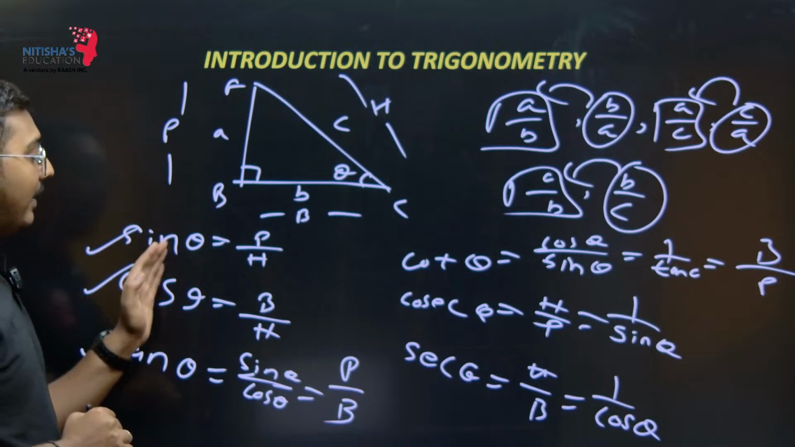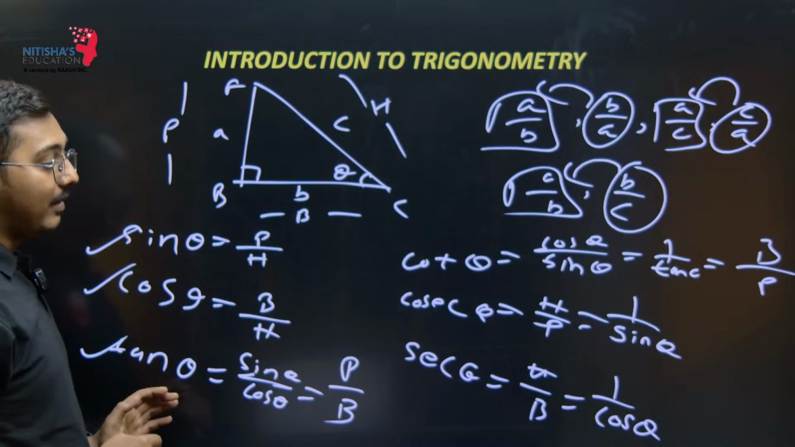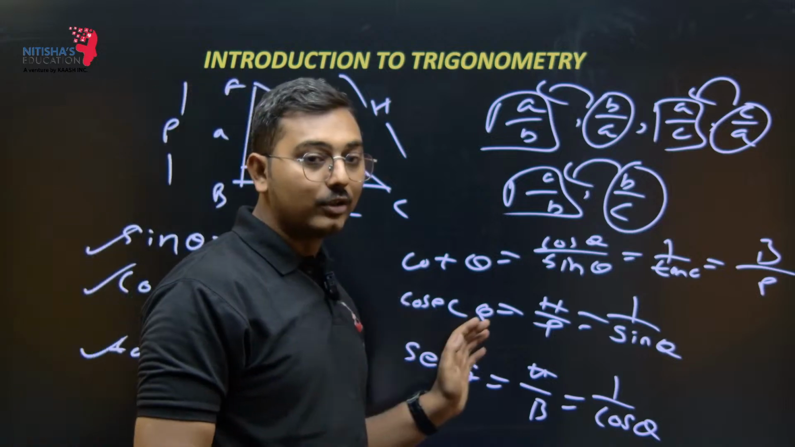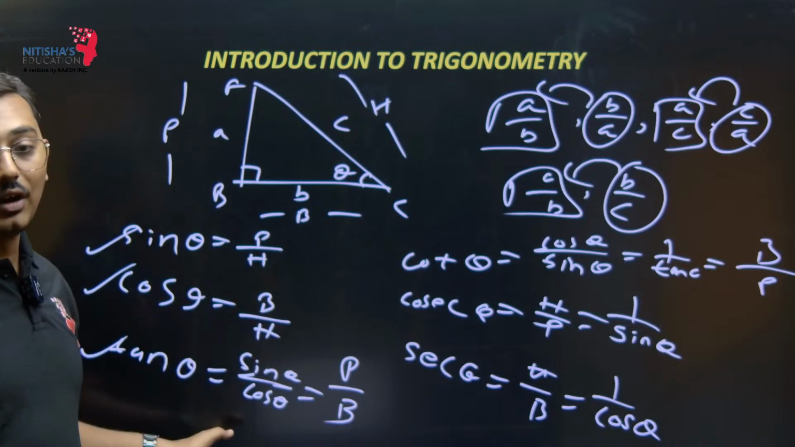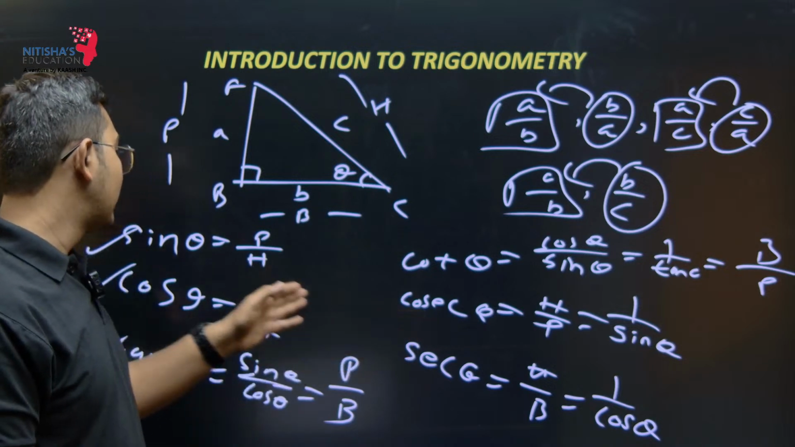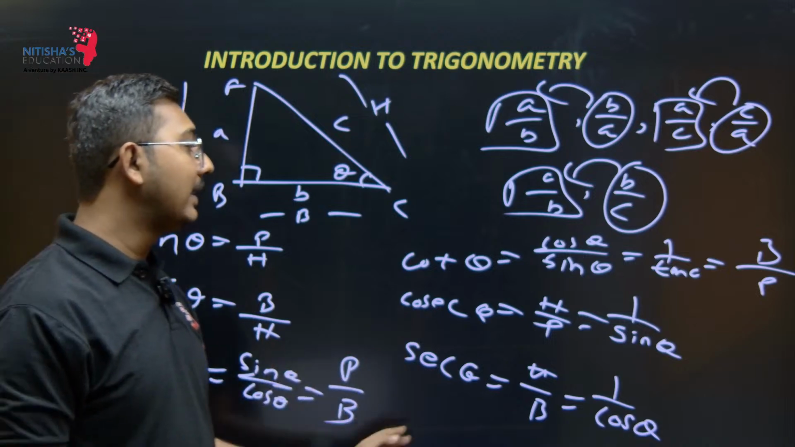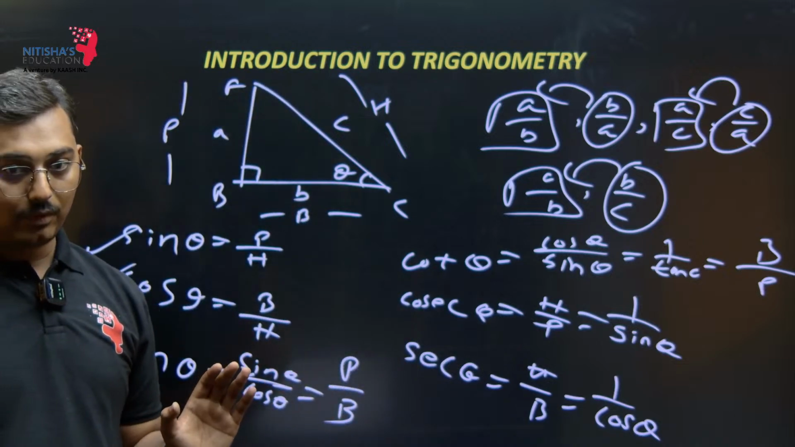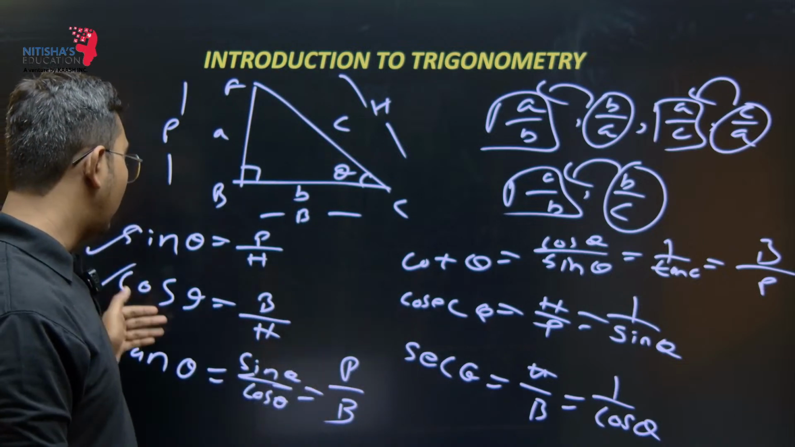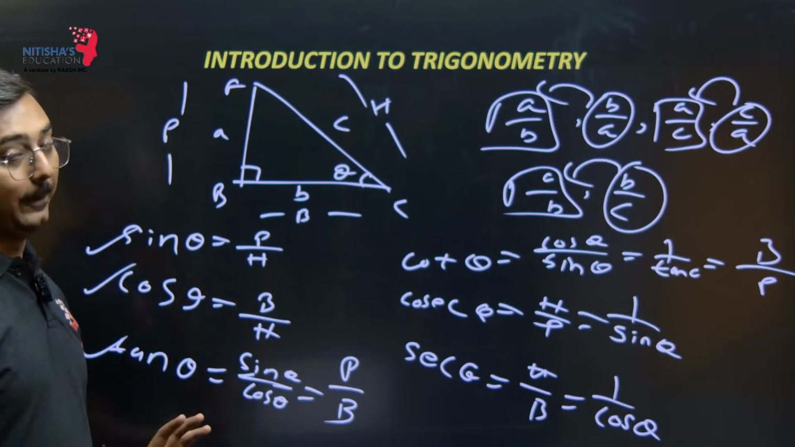But I would suggest that you always remember these three trigonometric ratios and their relation with the sides of the triangles. These three you have to remember, and then just remember that these three are the reciprocals of the given ones. Cot is the inverse of tan, cosec is the inverse of sin, and sec is the inverse of cos. You will automatically get the values of B by P, H by P and H by B. Just remember sin, cos and tan. This whole chapter is based on this only.